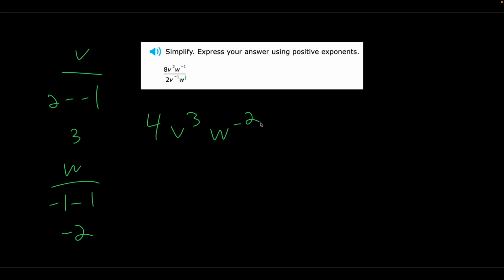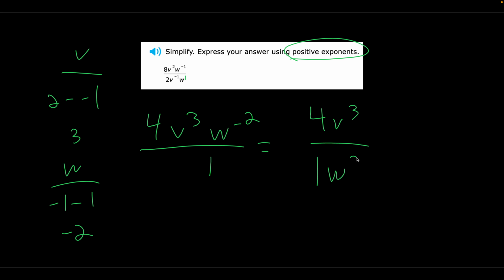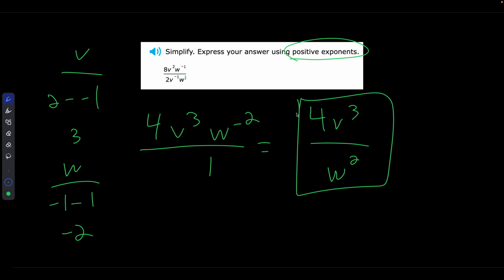And the instructions say we can only write it with positive exponents. That's pretty standard for math. So we should already know how to make this positive. Remember, this is all over 1. Everything's over 1. And we want to make this positive. We don't need to move this. We only need to move the w. So 4v cubed stays in the top, and we get 1w squared, or to the second power. And now this is our final answer. Normally we don't write the 1 here, so really the answer would look just like this.